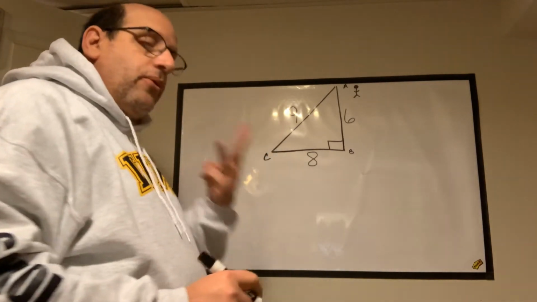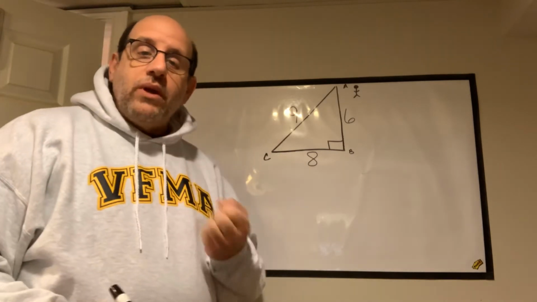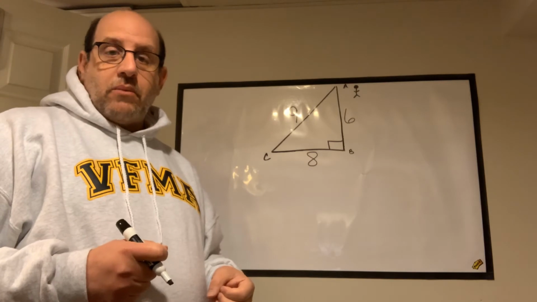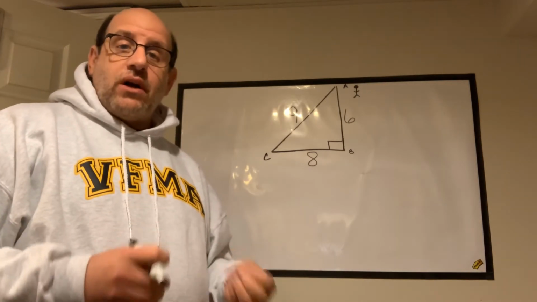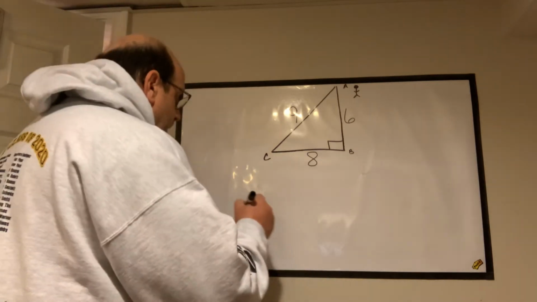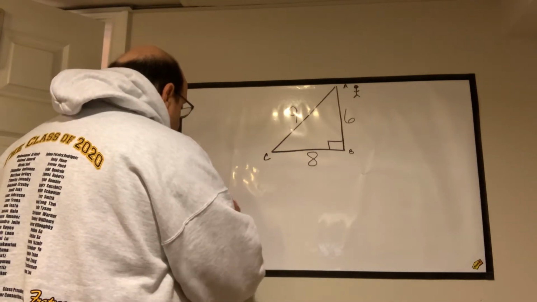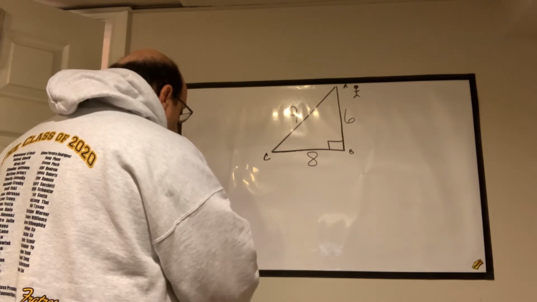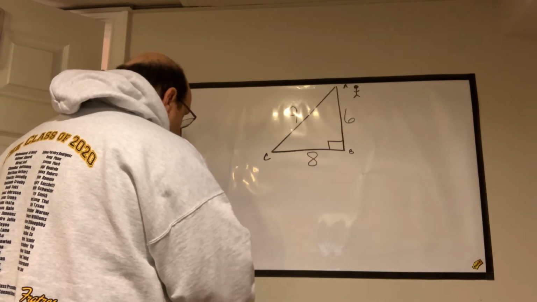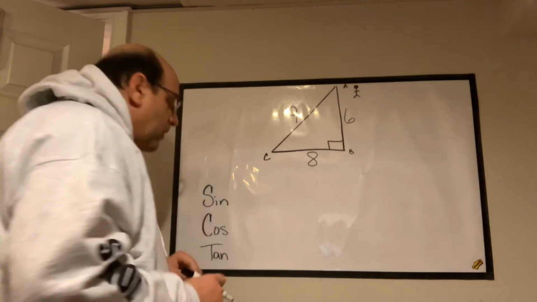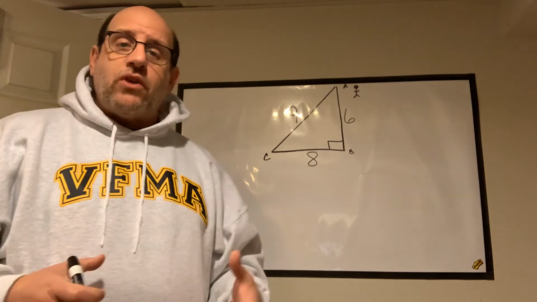So there are 3 specific ratios that we deal with right away in geometry, and the only ones that I need you to understand right now in geometry. There's the sine function, there's the cosine function, and there's the tangent function. Okay, and these functions are just simple ratios.